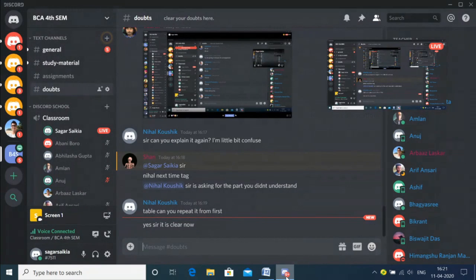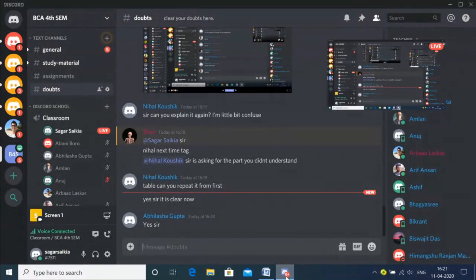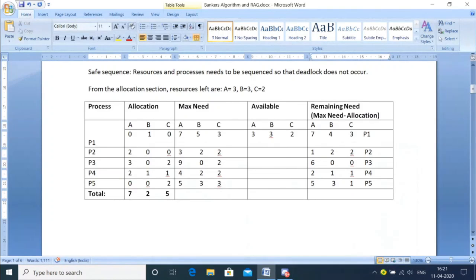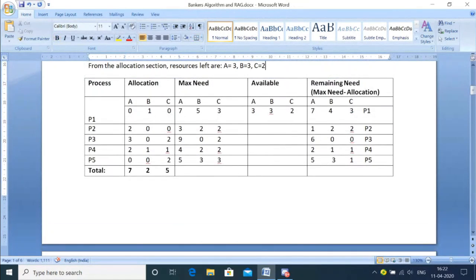I think others also, everyone clear? Okay, so I'll proceed. Now, let us go to the next section. So this one, you better write it down. Okay, so I assume that you have written it down. Now we will start comparing the need with the availability. Once again, after this you can write it down also. Now we will compare the section of the table with the remaining need that we have, with the instances of resources which are available.